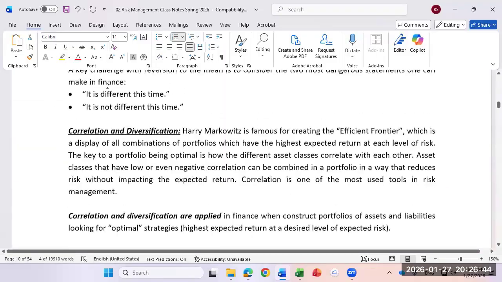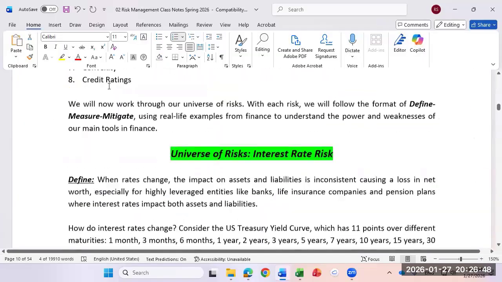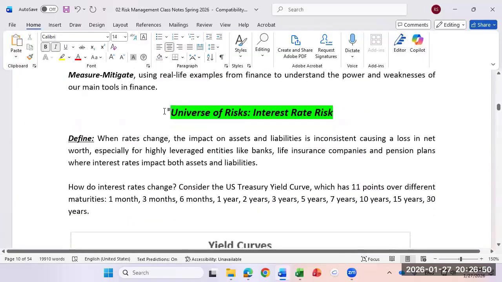All right. So that's the background. So we're going to get into my favorite risk. It's my favorite topic.